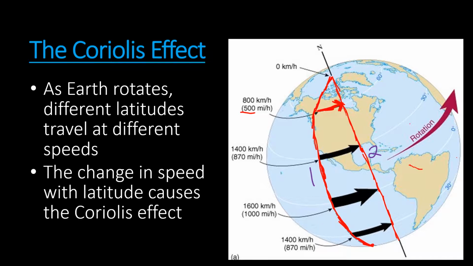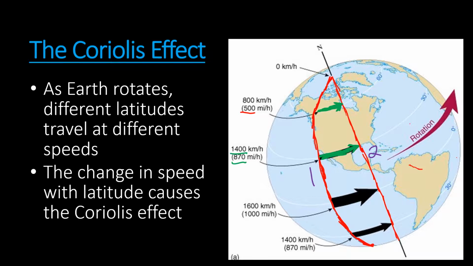So for line 1, in 1 hour, if we are at 60 degrees north latitude, it would travel 500 miles or 800 kilometers. In 1 hour, from line 1 to line 2, at 30 degrees north latitude, it's going to travel 1,400 kilometers or 870 miles in 1 hour.